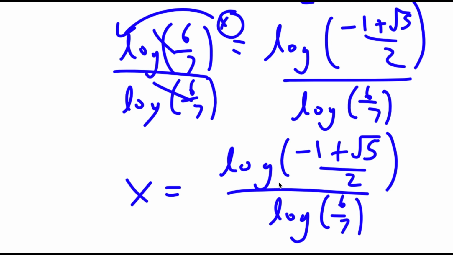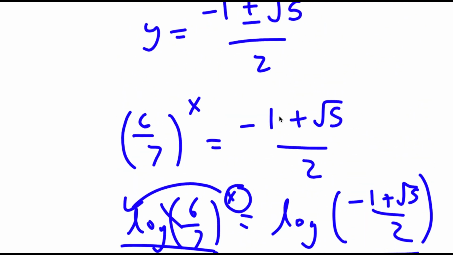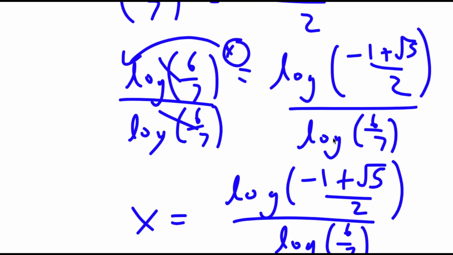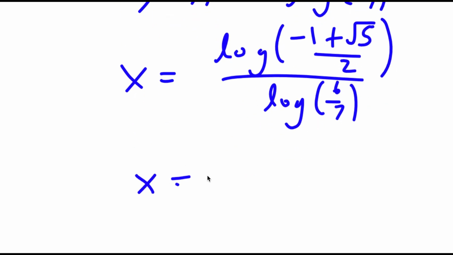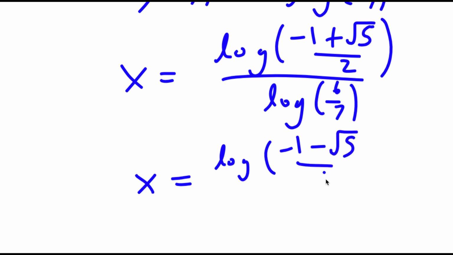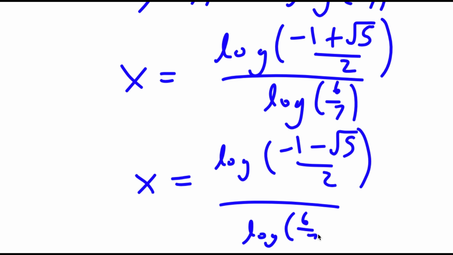Now, we can also do the same thing with negative 1 minus the square root of 5, but it would just be the same outcome, but instead of plus, this is going to be minus. So I also have x is equal to log of negative 1 minus the square root of 5, over 2, over log 6 over 7.